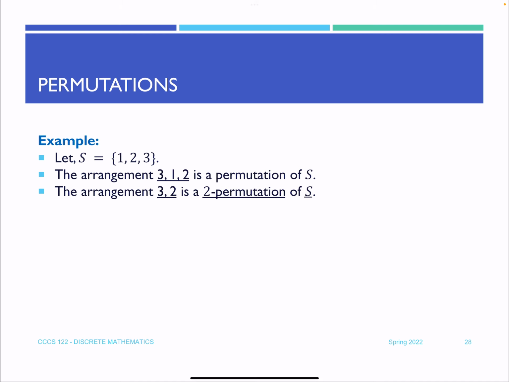The arrangement 3, 2 is a 2-permutation of S. It consists of 2 elements from the set, specifically the element 3 followed by the element 2. So the order in which these elements of the set are placed matters. For example, 2, 3 is also a 2-permutation of set S, but it's a different permutation. So the order in which these elements are placed matters.